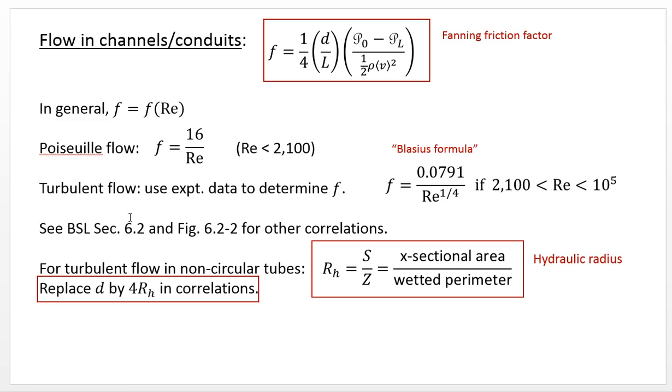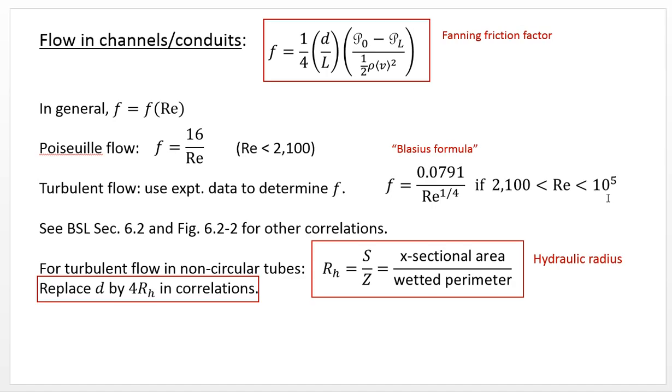For turbulent flow, we have to use experimental data to determine f. There's no simple solution that's the analog of the Poiseuille solution. So one convenient formula, for example, is known as the Blasius formula, after one of the famous researchers into fluid mechanics and turbulence. In this case, the friction factor f is 0.0791 divided by the Reynolds number to the 1/4.